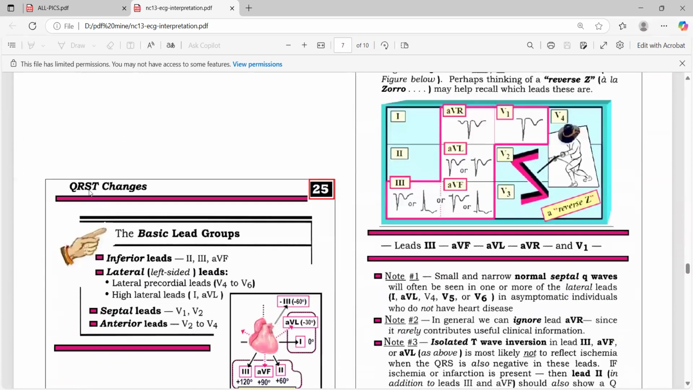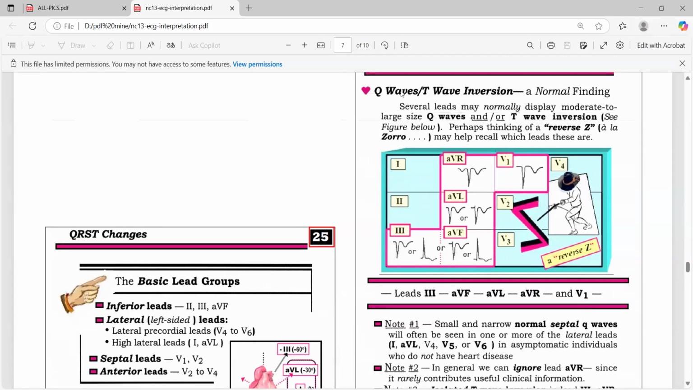Then they are talking about QRST changes and the basic lead groups. Inferior leads are basically 2, 3, aVF. In the lateral leads, we check for the lateral precordial leads, which are V4, V6, and 1 and aVL. In the septal leads, those are V1 and V2. Anterior leads are V2 and V4.